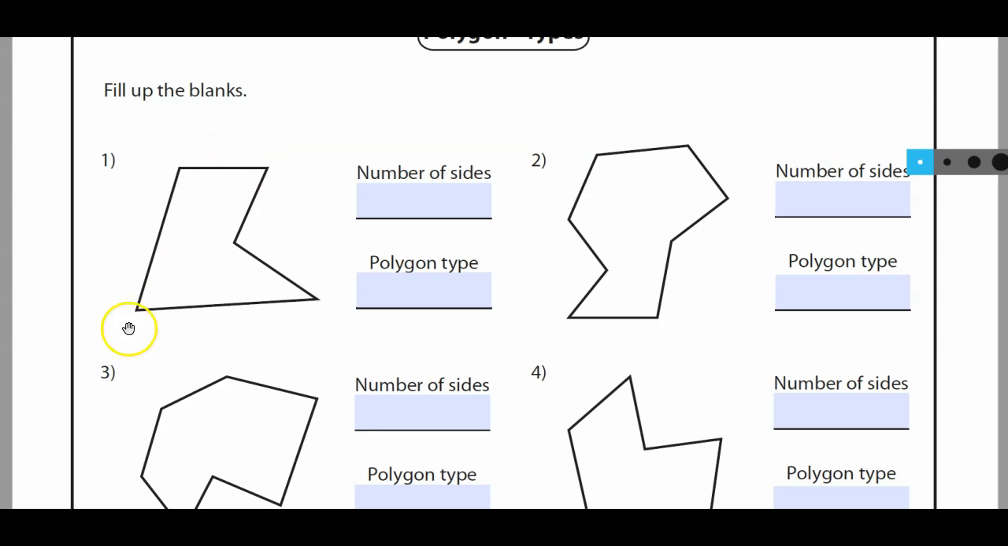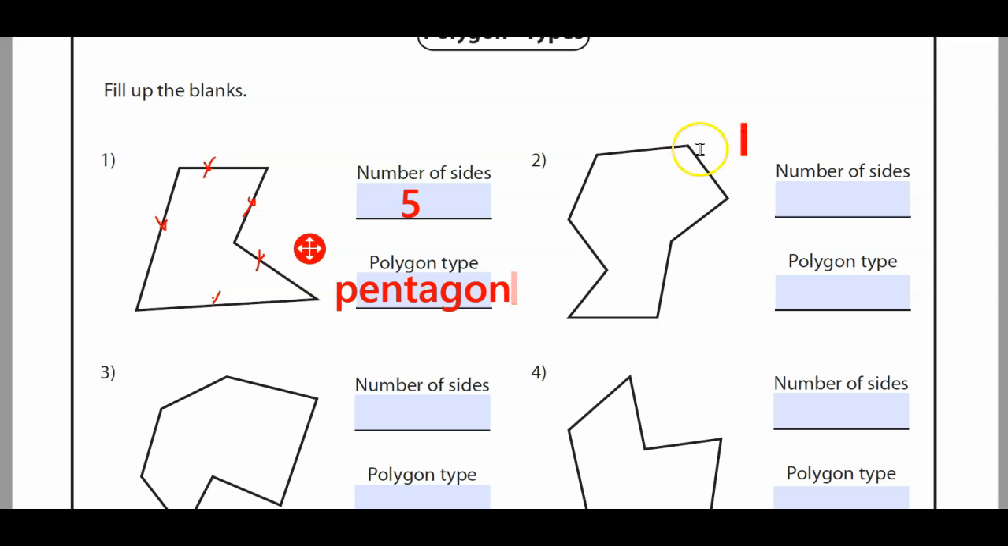Okay, it's fill in the blanks. It says number of sides. Now look at number 1. How many sides does it have? 5. See, if I was you, I would put a little X. 1, 2, 3 is this one. 4, 5, right? 5. If it has 5 sides, do you know the name? Pentagon. So depending on how many sides it has, it has a name.